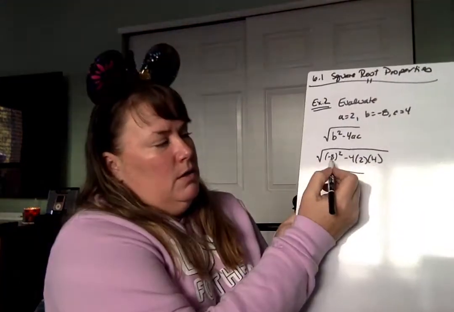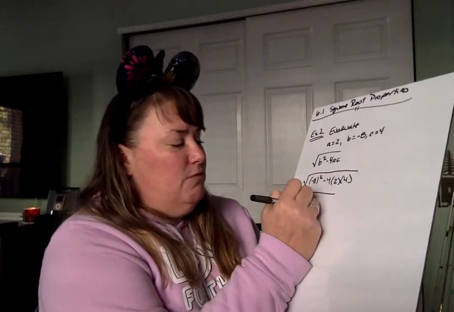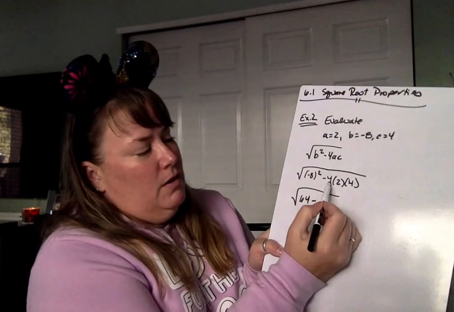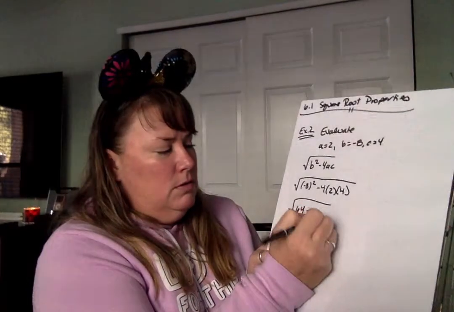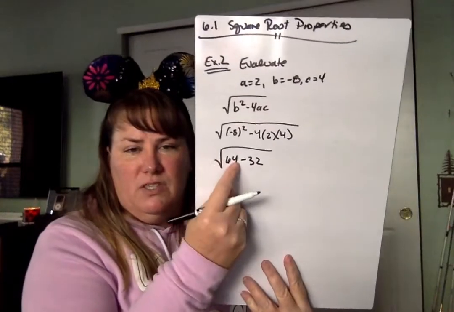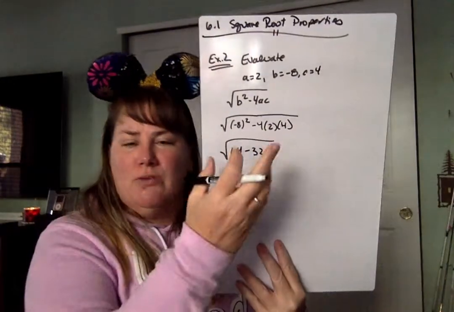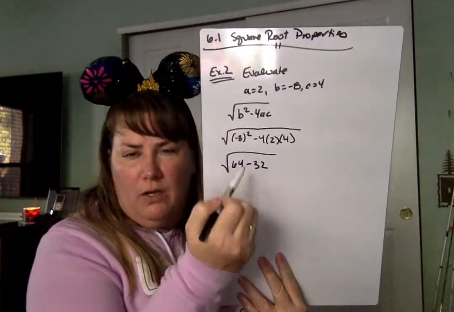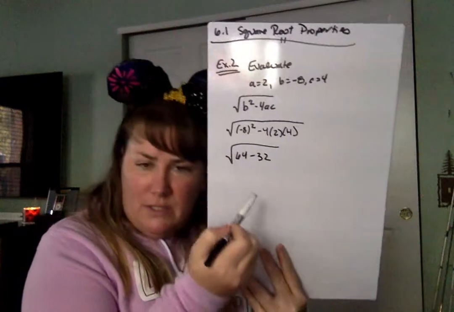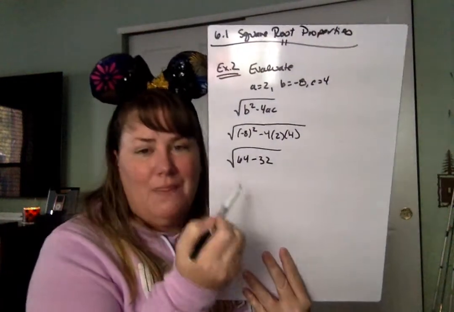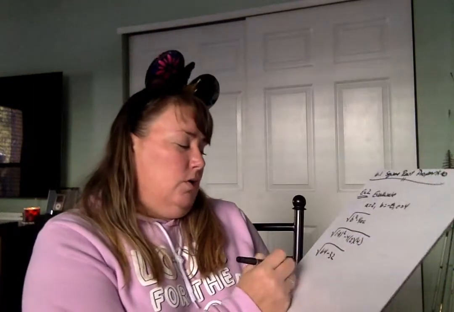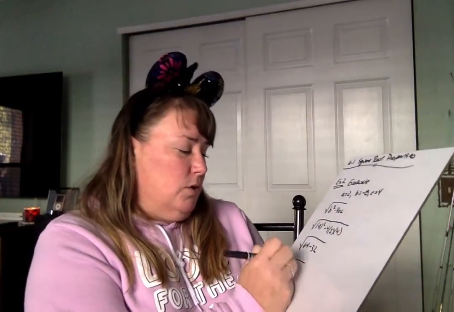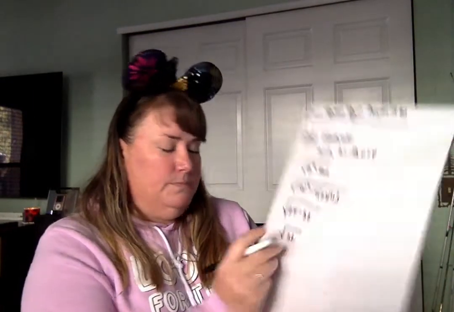Here we go. Let's start simplifying. So the square root. Negative 8 times negative 8 is 64 minus 4 times 2 is 8. 8 times 4 is 32. So you have the square root of 64 minus 32. You're going to do everything underneath the radical first. And then when you get to just a final number, that's when you're going to simplify that guy. So you have the square root of 32.